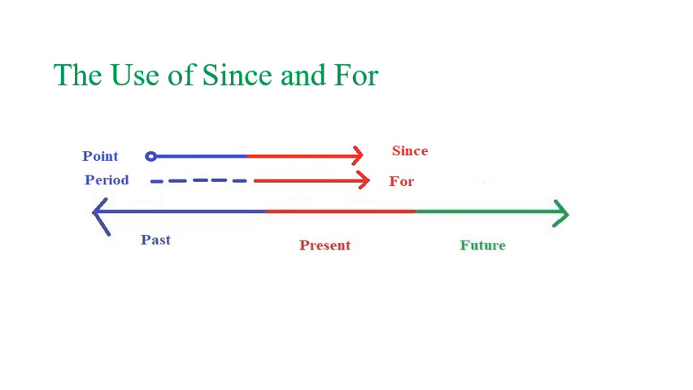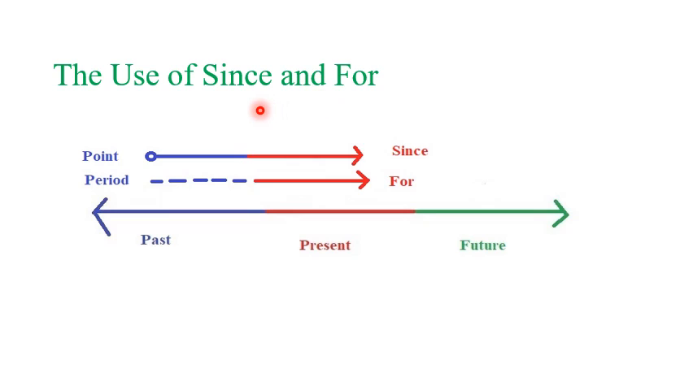Now we come to a very important part of this tense, and that is the use of time. As I mentioned earlier, time is an integral part of this tense. Even when it is not mentioned, it's always there. So we use two kinds of time in this tense: since and for.